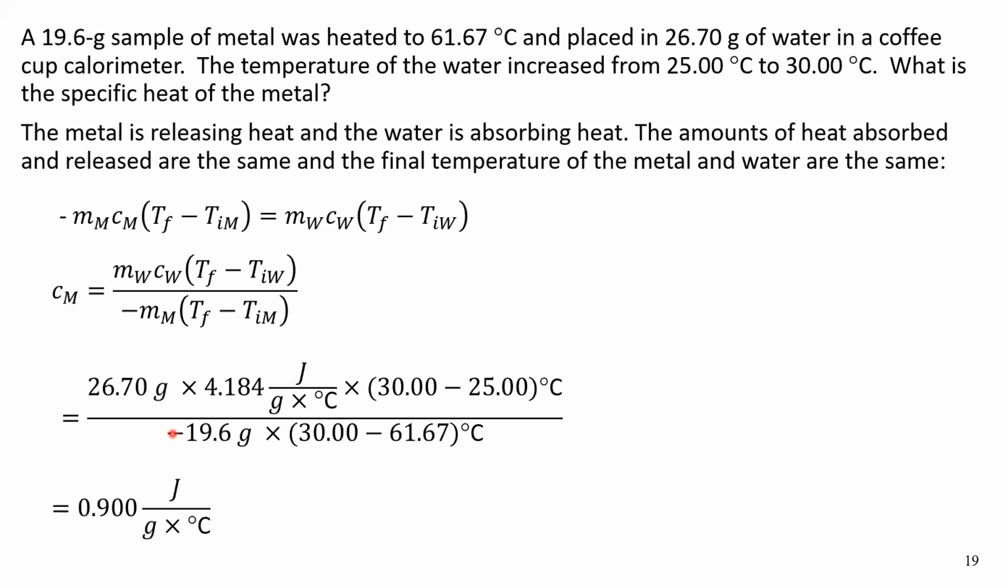So when we plug that in, I agree, we get 0.900. Now units, the grams here cancels out with the grams here. The degrees Celsius here cancels out with the degrees Celsius here. And that's where we get that joules per gram degrees Celsius. And then if the question said, what's the metal, we could do like we did in the previous problem, where you look at a table and just match it up.